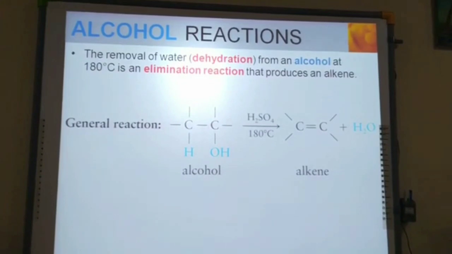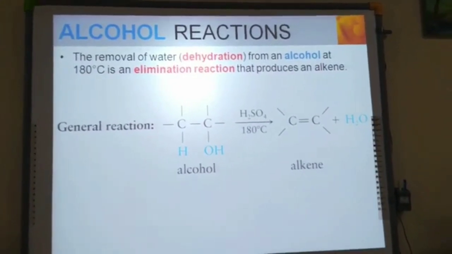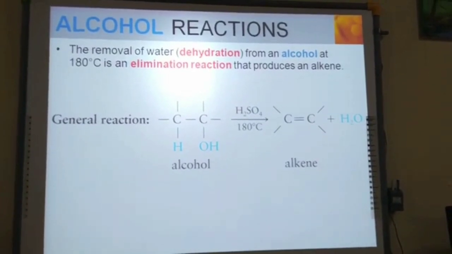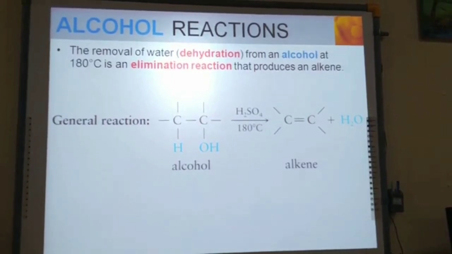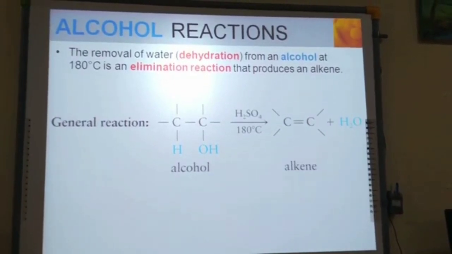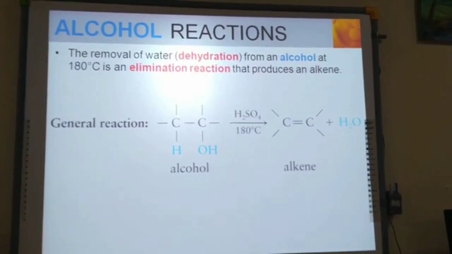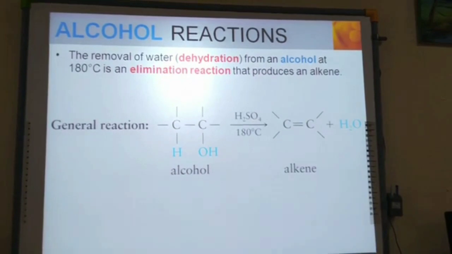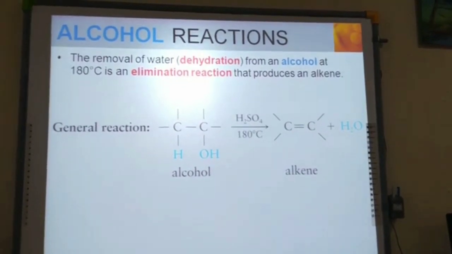Let's study reactions of alcohol. The first one we study is the dehydration of alcohol. It is done in the presence of sulfuric acid and a temperature range between 170 to 180 degrees. It is also called an elimination reaction. In this reaction, the OH group is removed from the carbon and hydrogen is removed from the alpha carbon atom, and we get the corresponding alkene.